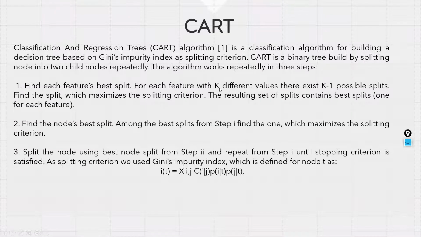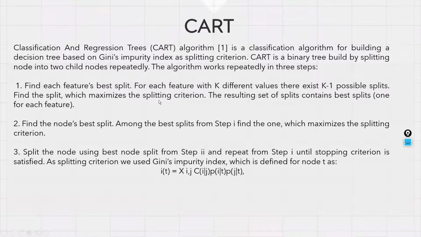Then within each feature, there might be k-1 possible splits. That I also explained. It will change depending upon what type of variable we are using. But let's say if there are k different values in each feature, we might have k-1 possible splits. Find the split that maximizes the splitting criteria.